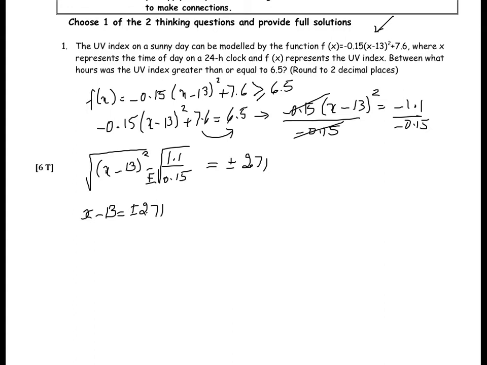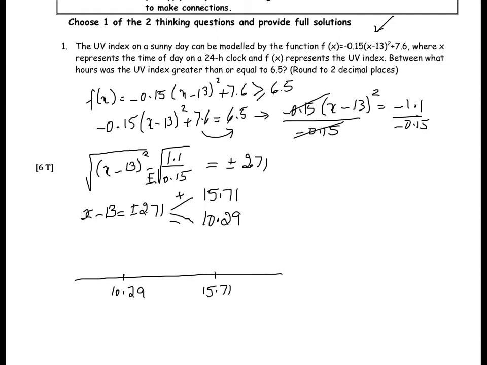If I go with the positive root, I'm going to get 15.71. If I go with the negative root, I'm going to get 10.29. Now to find the answer, I'm going to draw the number line, and I'm going to put the numbers 10.29 and 15.71 on the number line.